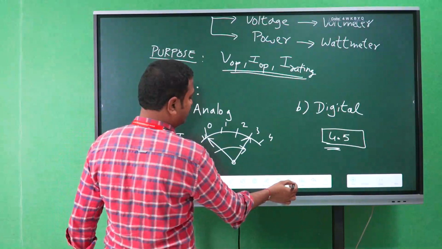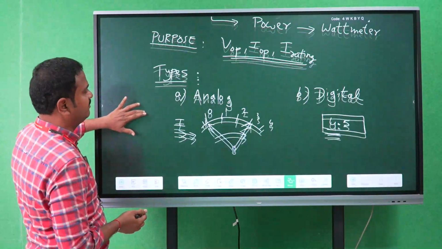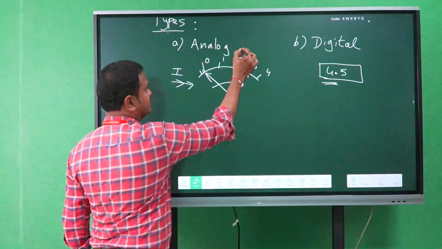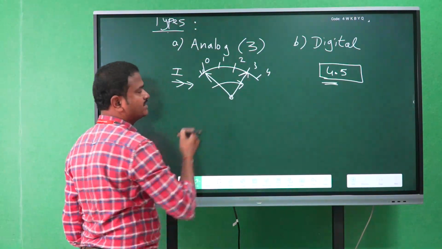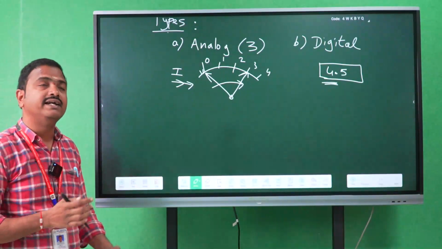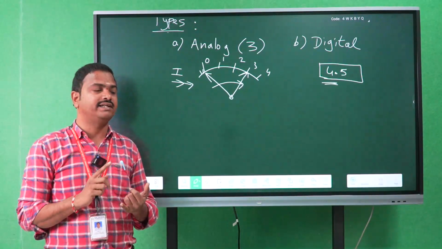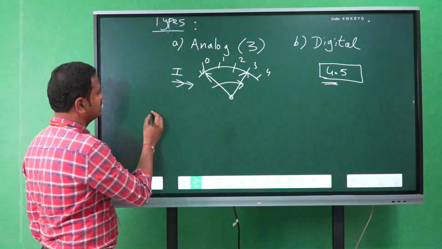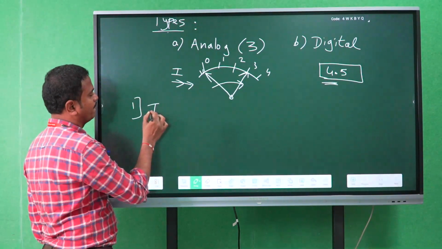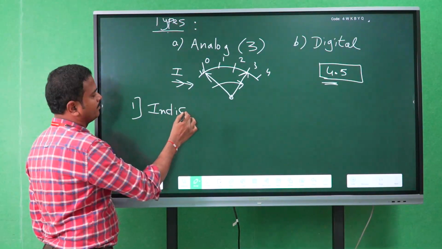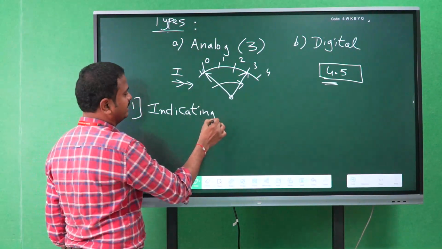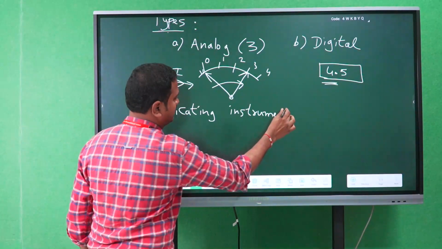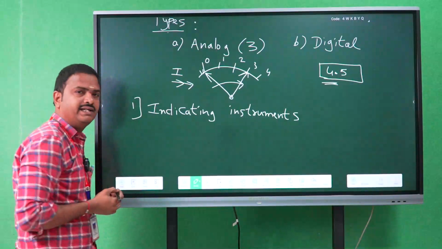Now coming to the classification of analog instruments. In analog instruments we have three types: one is indicating instrument, second is recording instrument, third is integrating instrument. Now our topic is indicating instruments.